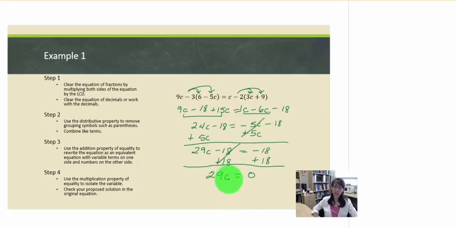In order to isolate our variable c, think about how c is connected to 29. 29c means 29 is multiplied by c. So the opposite of multiplying would be dividing by 29. So both sides of the equation are divided by the same amount, 29. Reducing, I'm left with c equals something.